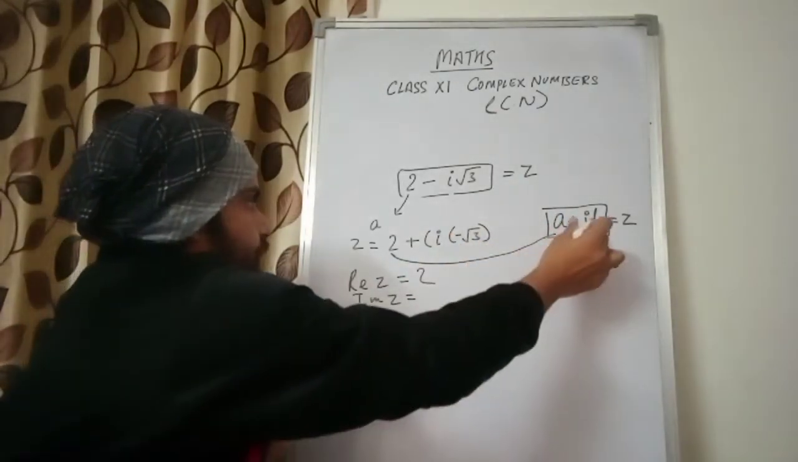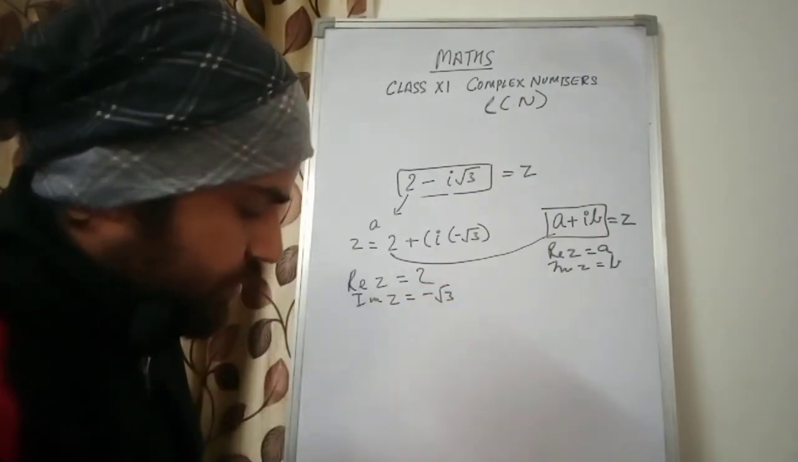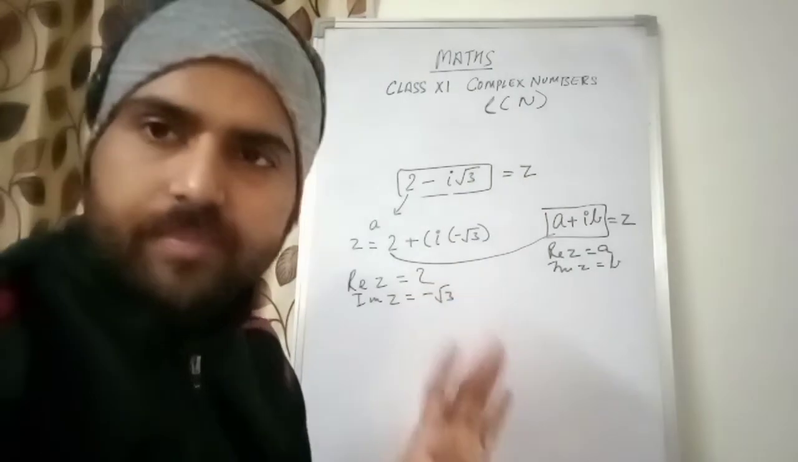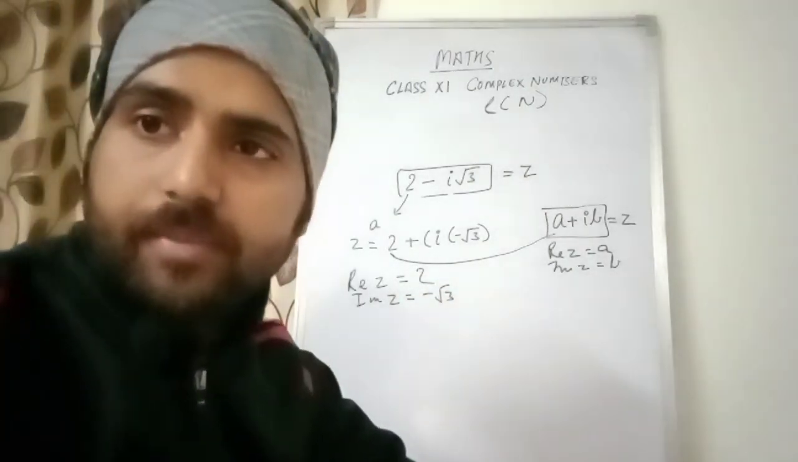So in place of b, what is here? Minus root 3. So this is your imaginary part. This is the way to identify what the real part of a complex number is and what the imaginary part of a complex number is. Okay.